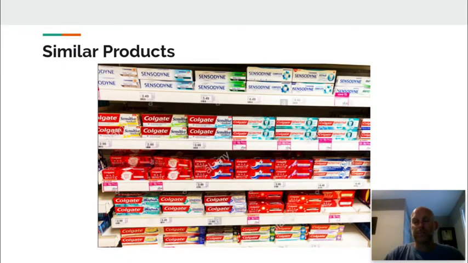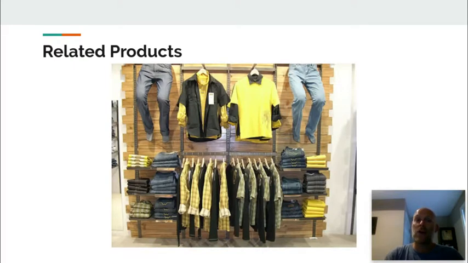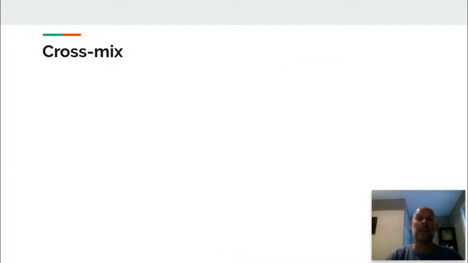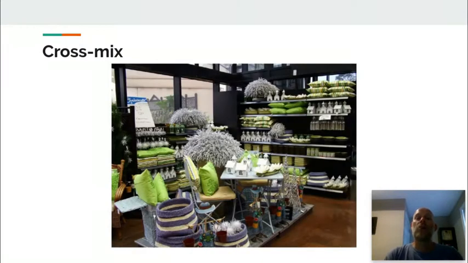But anyways, again, be careful to differentiate similar and related products. Similar products are all the same thing that do the same thing that might have different brands. Related products are things that go together. All right, so overshirts, undershirts, jeans, socks and shoes, that sort of stuff. So these are the type of display that you're going to create, and of course, it's based on what you're trying to sell. And then you have a cross mix.